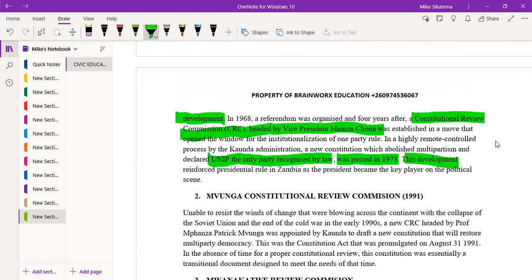This development reinforced presidential rule in Zambia as the president became the key player on the political scene. So this was all in good faith, or it may not have been in good faith, depending on how you view it, because there were a lot of ethnic rivalries, and Kaunda just wanted to unite the Zambian people.